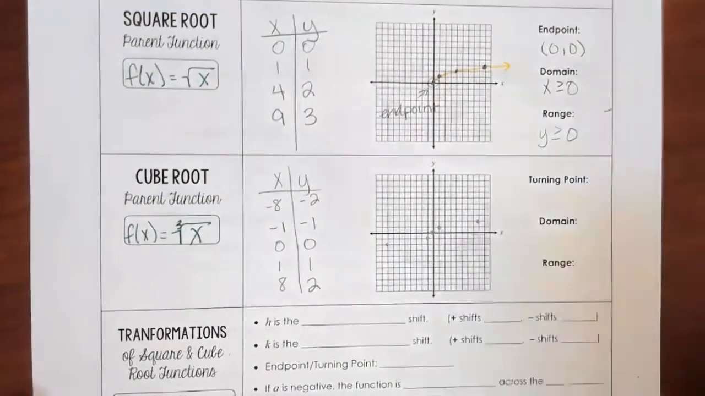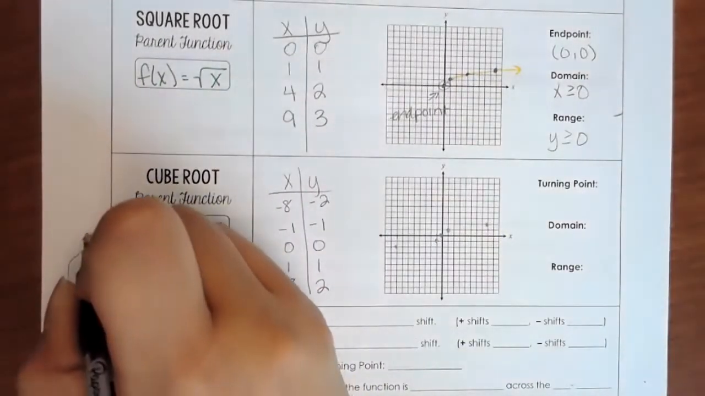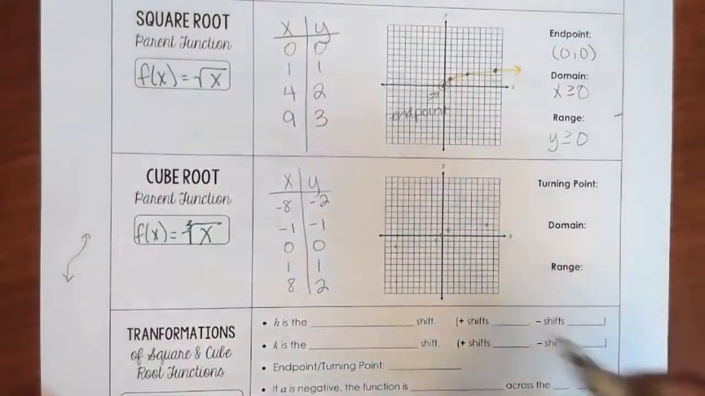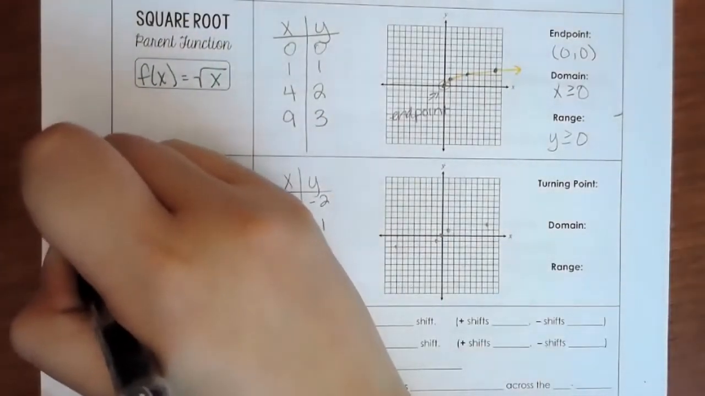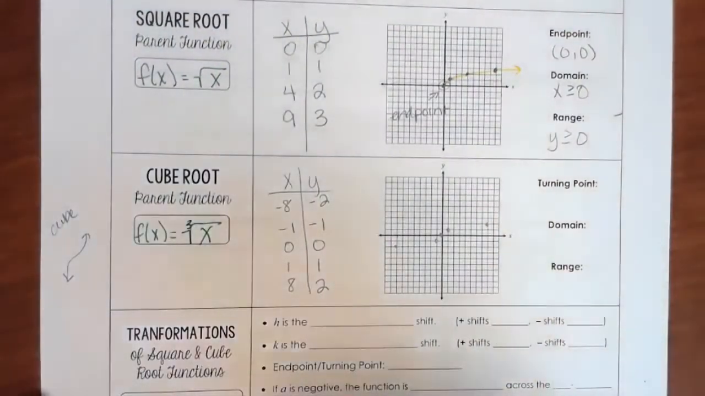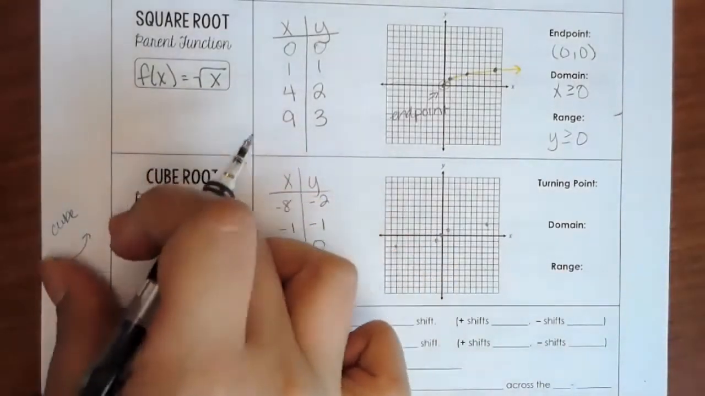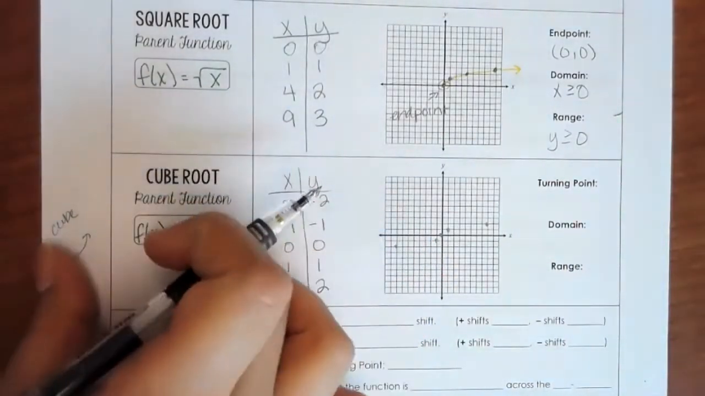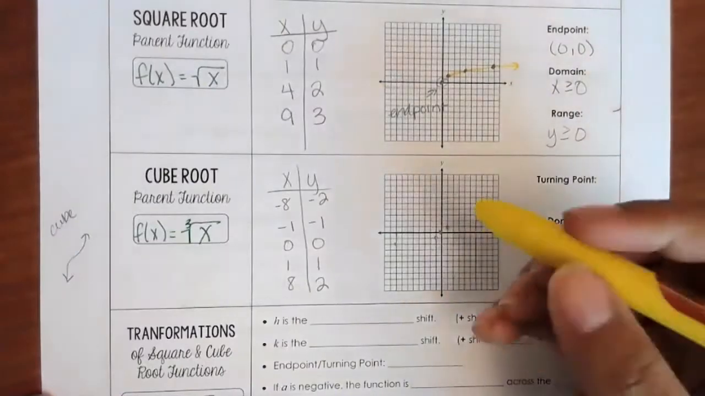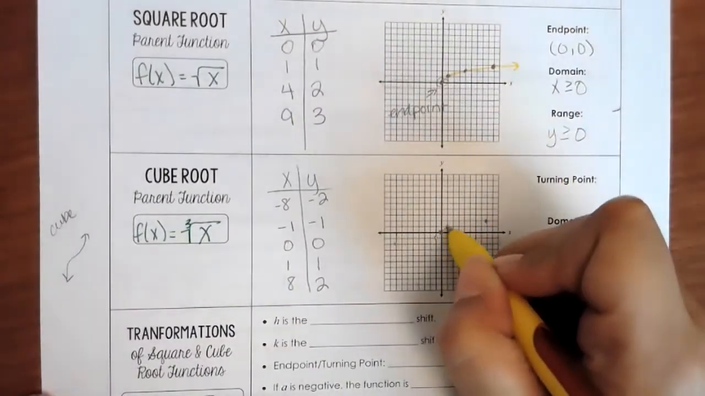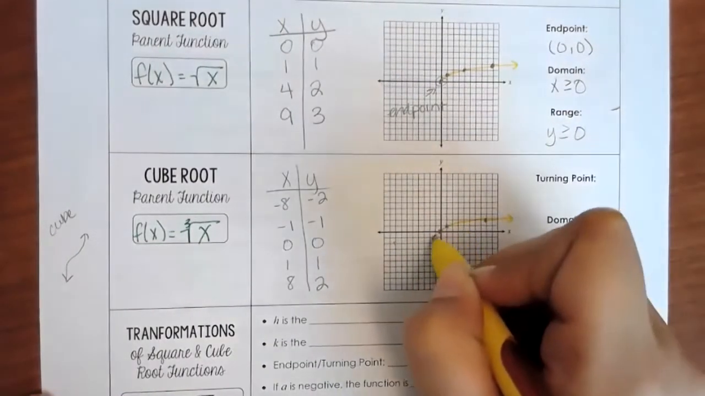And remember that a cube function looks like this. So the cube root function is actually just taking the cube root. The cube root function takes the cube function and turns it sideways. So when you connect your dots, it's just a sideways cube.